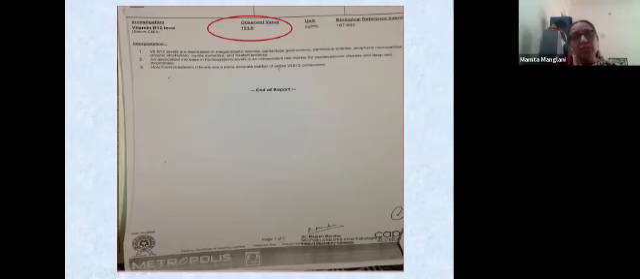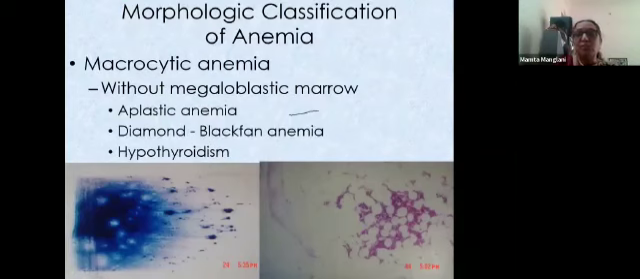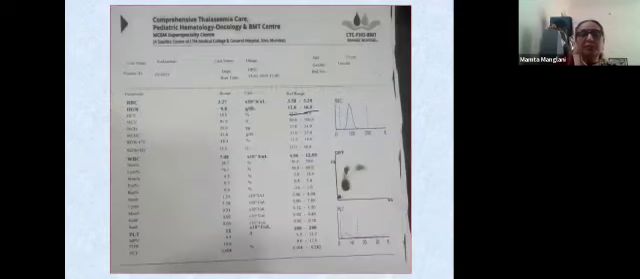But if you have macrocytic anemia without megaloblastic marrow, that is like an aplastic marrow, this is a typical empty spaces in the marrow, then you think of aplastic anemia, Diamond-Blackfan anemia, hypothyroidism, and other conditions which can cause infiltrative aplasia. So when you have infiltration with leukemic cells, with storage cells, also you may have a macrocytic anemia in the peripheral blood. So let us look at one of the CBCs.